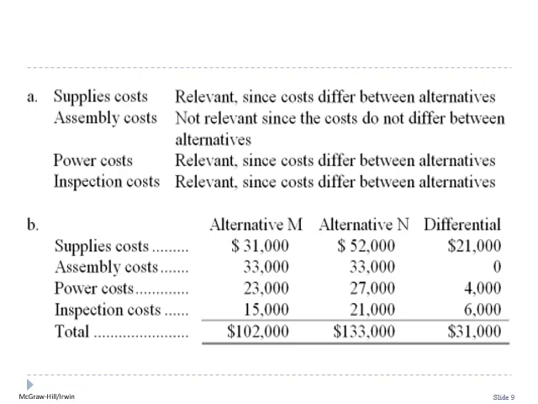Power costs for M 23, for N 27, so the differential cost equals 4. The difference between the alternatives equals 4,000. For the inspection costs, the differential cost equals 6,000 because alternative M equals 15,000 and alternative N equals 21,000, so the difference between them is 6,000.